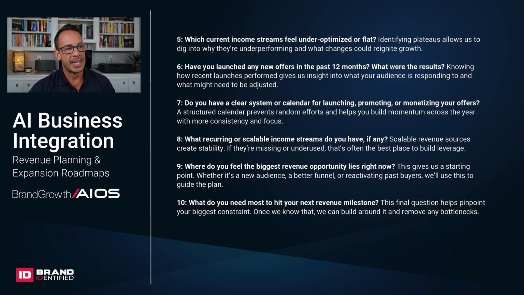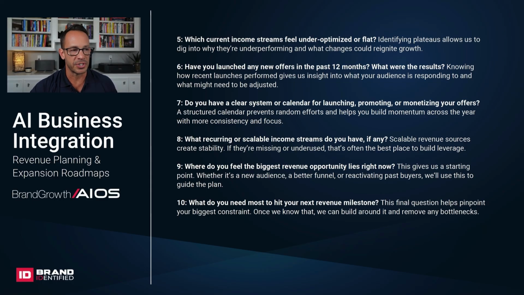Question number 6 is, have you launched any new offers in the past 12 months, and what were the results? Knowing how recent launches performed gives us insight into what your audience is responding to and what might need to be adjusted. Question number 7 is, do you have a clear system or a calendar for launching, promoting, or monetizing your offers? A structured calendar prevents random efforts and helps you build momentum across the year with more consistency and more focus.